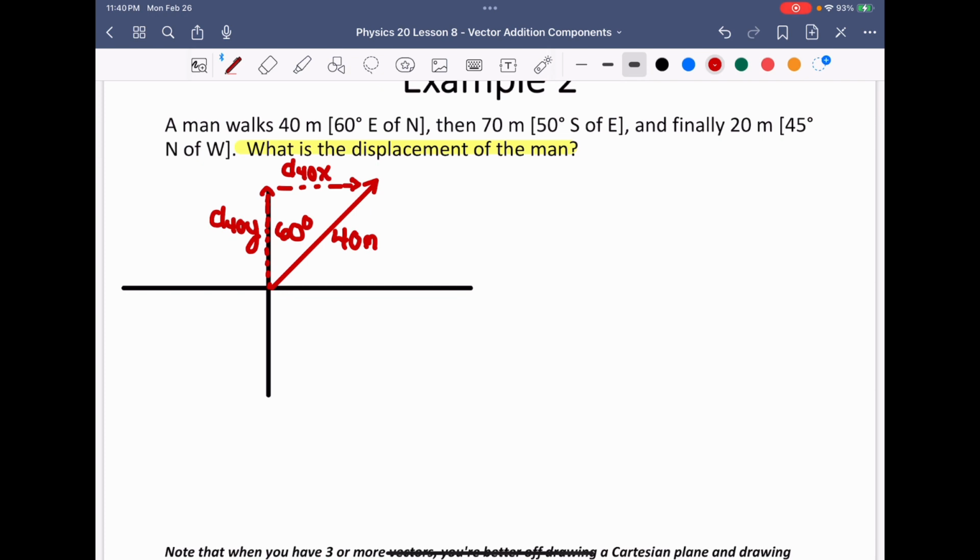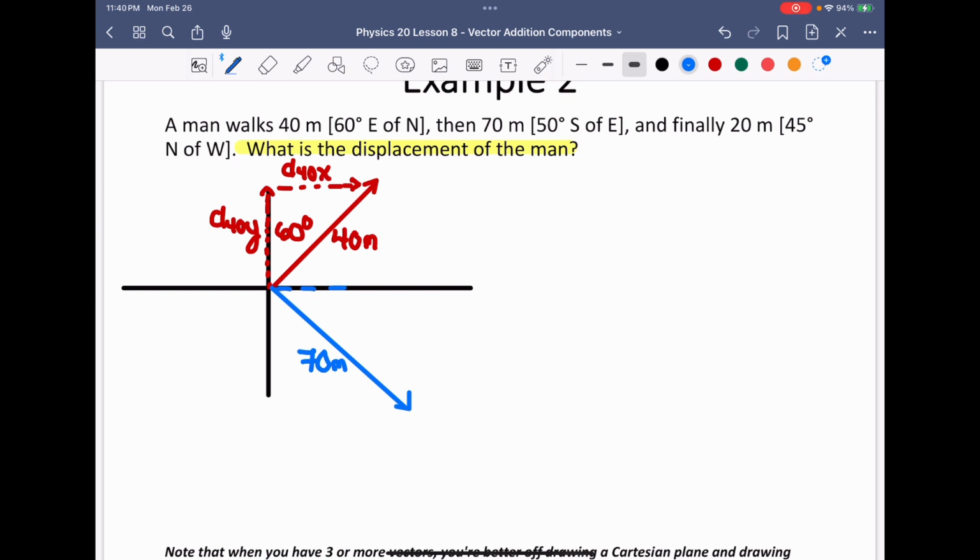Perfect. Now we're going to draw a triangle out in blue for the second component, 70 meters, 50 degrees south of east. Well, that's going to put me in quadrant 4, so it'll look something like this. The vector should be a little bit longer because it is 70 at the end of the day, and 50 is the degree.